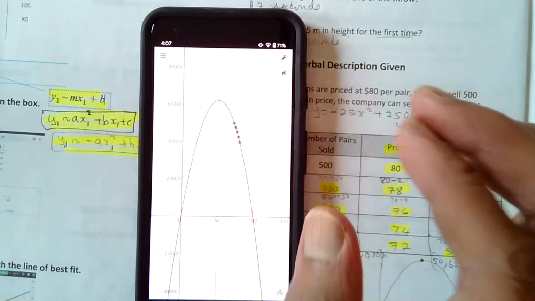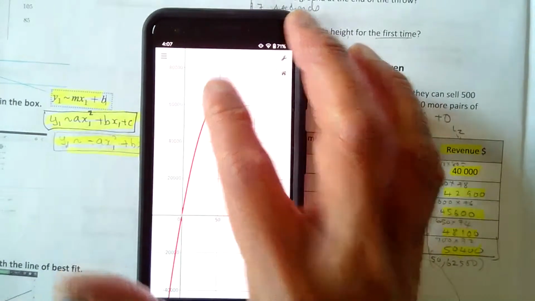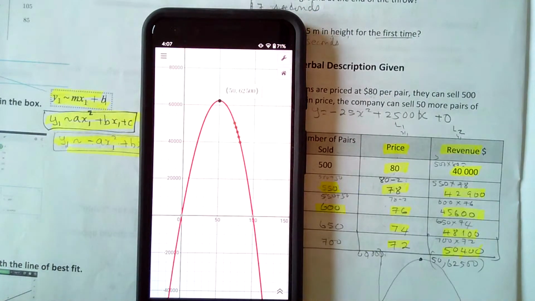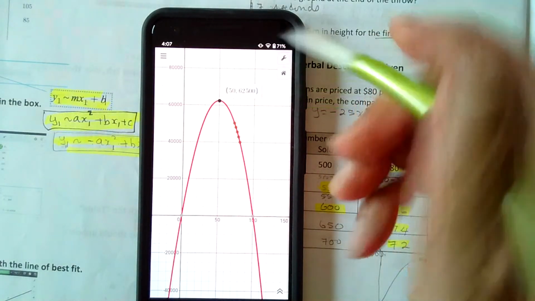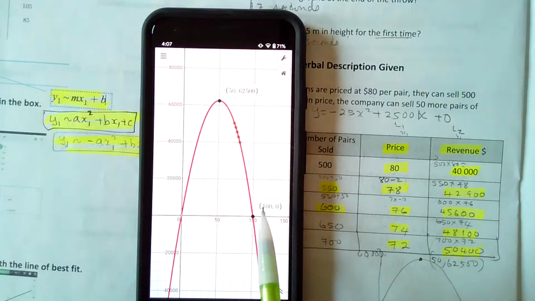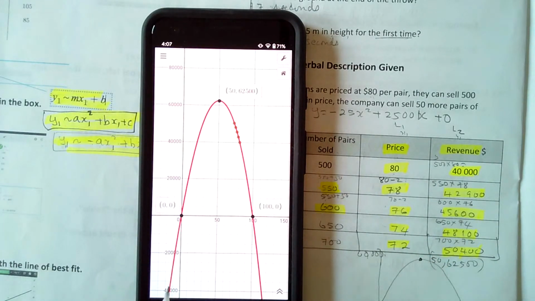Here's my graph. The question now comes up, what's your vertex? You tap on the vertex, and there it is, 50, 62,500. At the price of $50, you have the maximum revenue. If you were to sell it for $100, you get nothing. If you sell nothing, you get nothing.